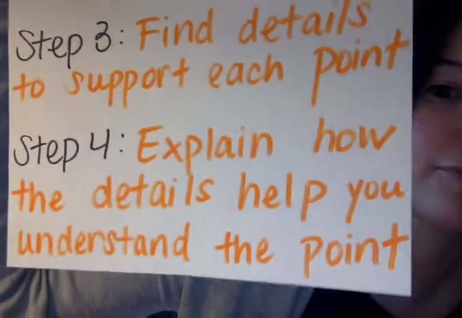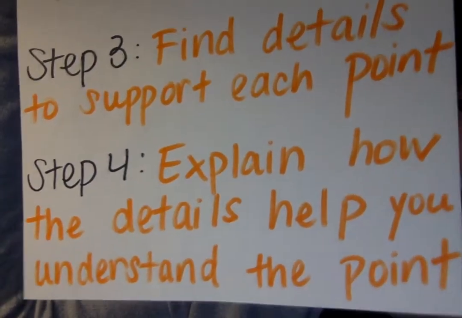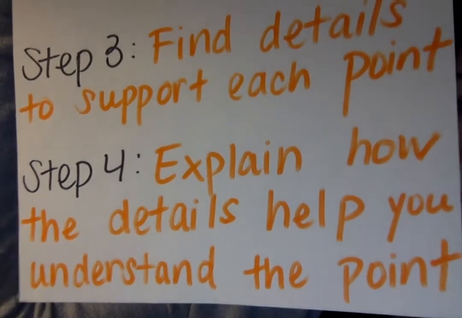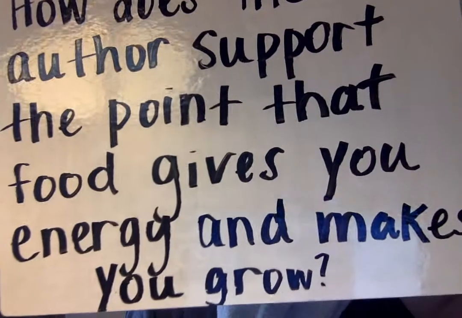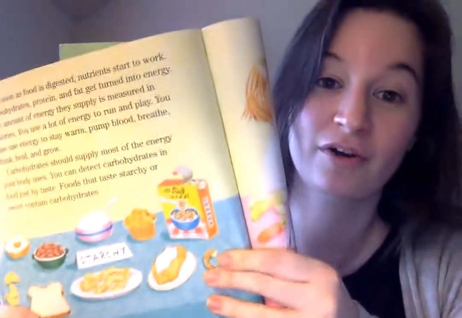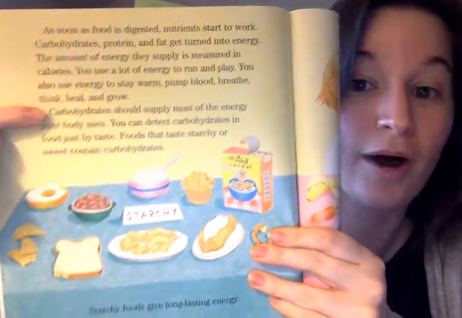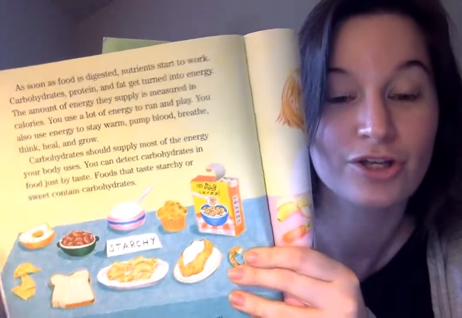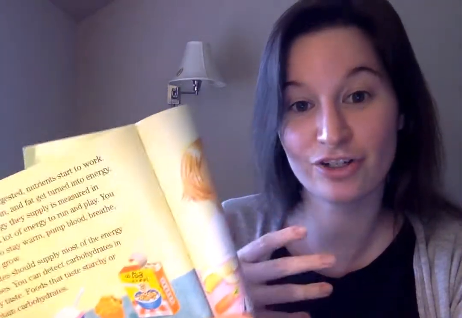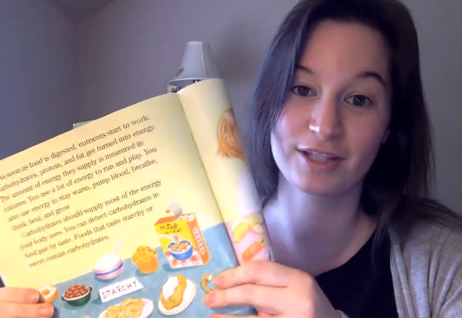So moving into step 4, explain how the details help you understand the point. So once again, the point is that food helps us, let me refer back to it. Food gives us energy and makes us grow. The key point is supported here because the author tells us that one of our essential 6 nutrients, carbohydrates, should supply most of the energy your body uses. So carbohydrates give us the energy and help us grow. So that's one way that food helps us grow and gives us energy.